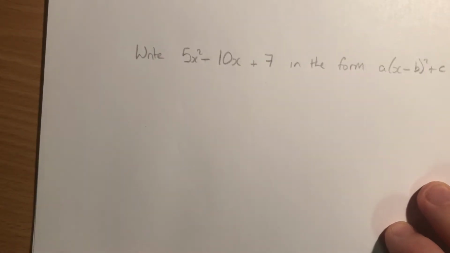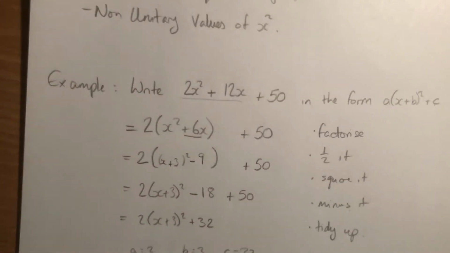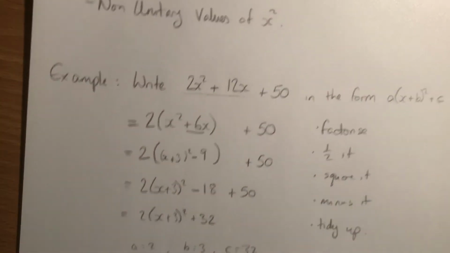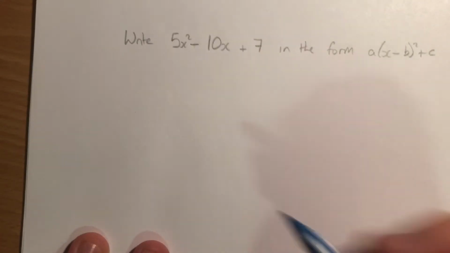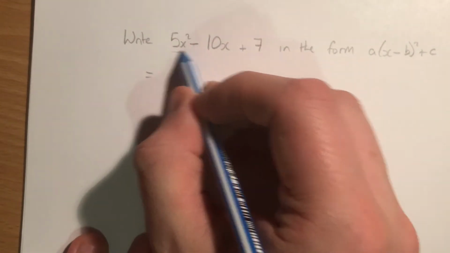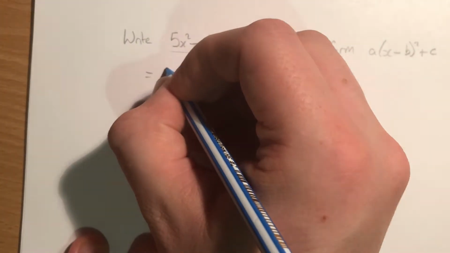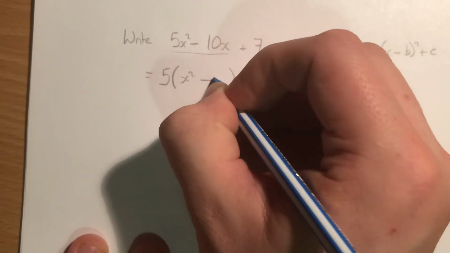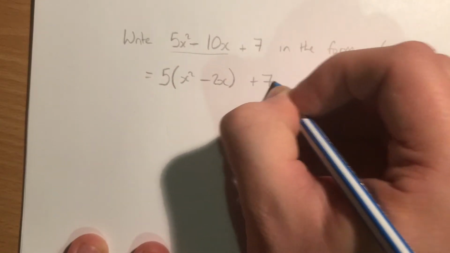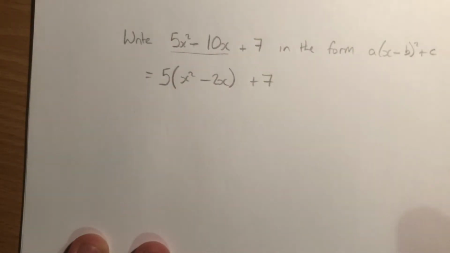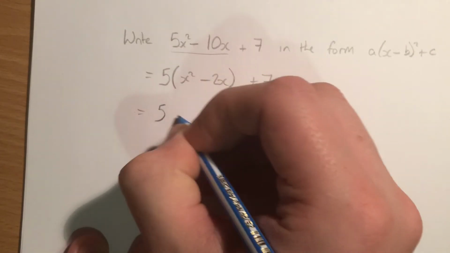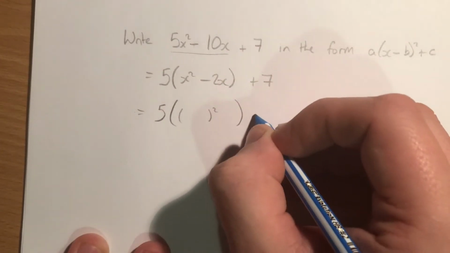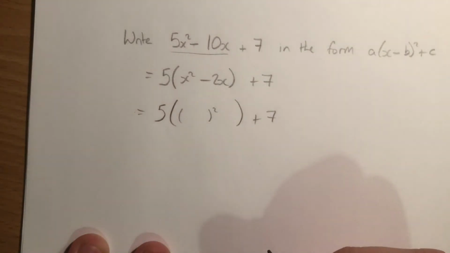Right, with that in mind then, here's a different example. And this is where my method of just removing a common factor from the first 2 terms will come in handy. So here we have it. We've got a common factor between these 2 terms of 5. So they can go outside the brackets. x squared minus 2x, and the plus 7 remains outside. So, set of squared brackets, leave a space, plus 7 remains unchanged.